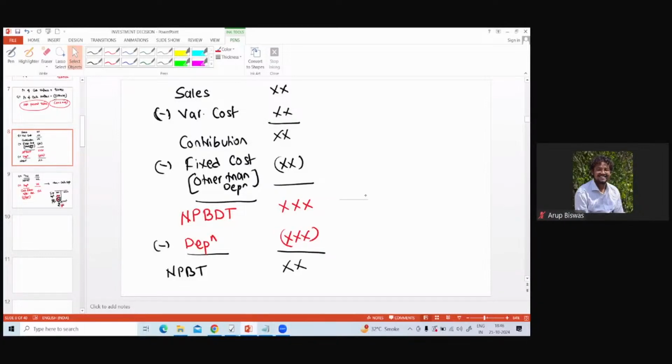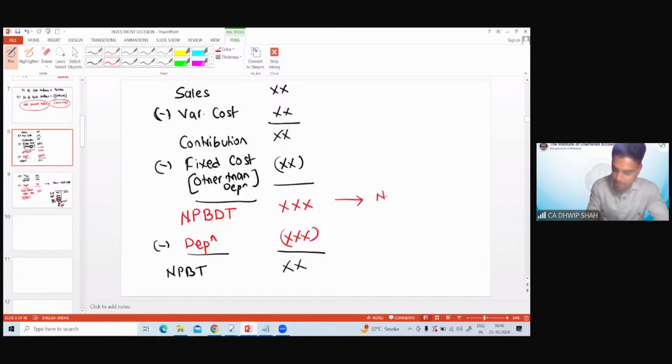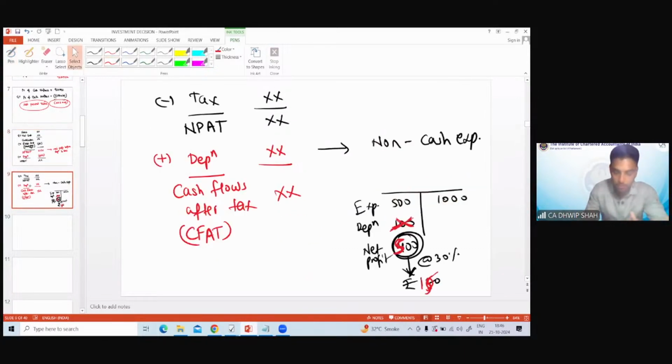For easy explanation, I subtracted fixed cost, and the resultant figure is net profit before depreciation and tax, NPBDT. From that, I subtracted depreciation, so I got net profit before tax. Then I reduced tax from net profit before tax, so the resultant figure is net profit after tax. And then, since I'm more concerned with cash flows rather than this profit, as far as my investment decision is concerned, I'm concerned with cash inflows. So I added back the depreciation. Hope you understood now.